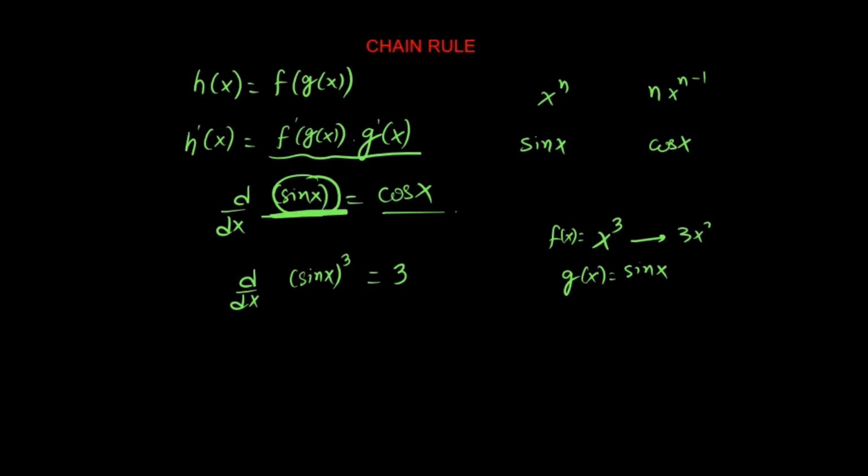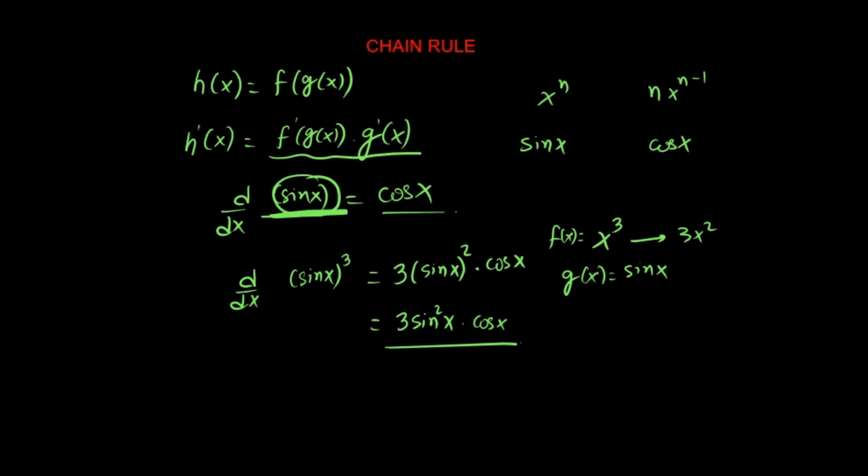If it was x cubed, your derivative would be 3x squared, but there is sine x inside the bracket, so your derivative would be 3 times sine of x to the power 2, times the derivative of g. g is sine x, and the derivative of sine x is cos x. When you simplify, it becomes 3 sine squared x times cos x, and this is the derivative of sine x to the power 3.